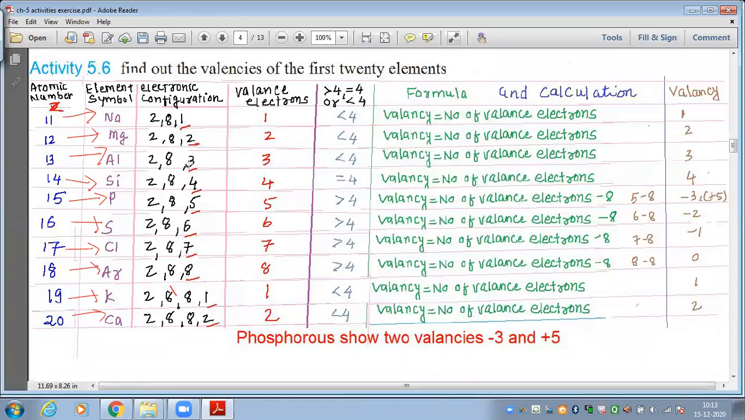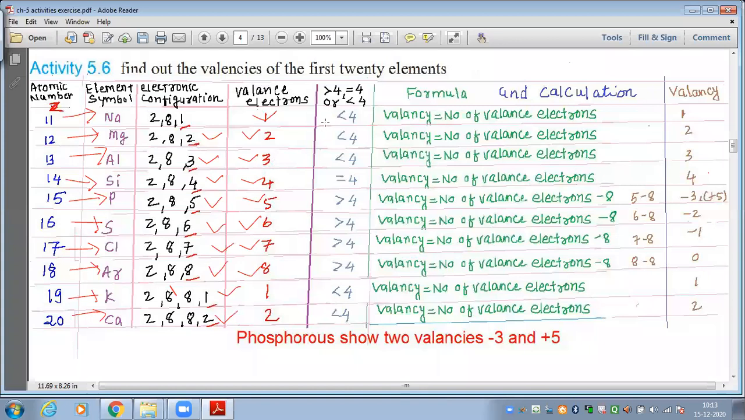When we look at the electronic configuration, sodium is 2 8 1 with 1 valence electron, magnesium is 2 8 2 with 2 valence electrons, aluminum is 2 8 3 with 3 valence electrons, silicon is 2 8 4 with 4 valence electrons, phosphorus is 2 8 5 with 5 valence electrons, sulfur is 2 8 6 with 6 valence electrons, chlorine is 2 8 7 with 7 valence electrons, argon is 2 8 8 with 8 valence electrons, potassium is 2 8 8 1 with 1 valence electron, and calcium is 2 8 8 2 with 2 valence electrons.